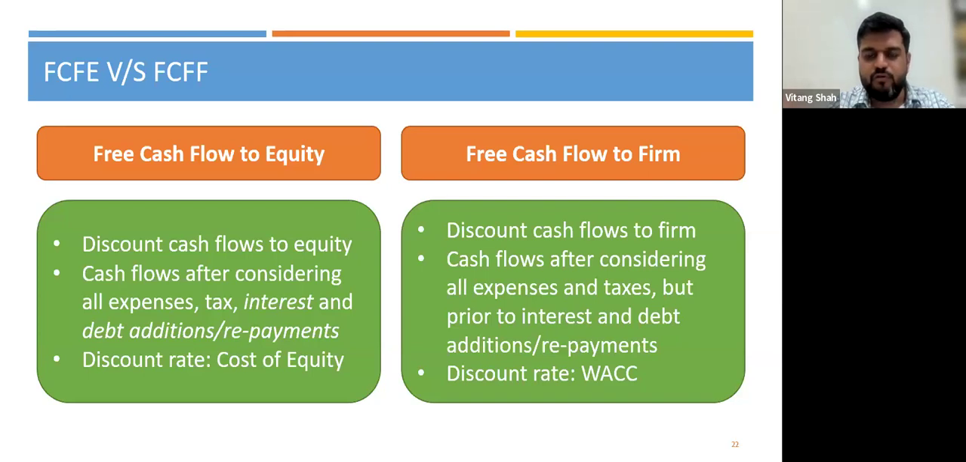However, when you follow the free cash flow to the firm approach, the cash flows which are discounted are the cash flows before paying anything in terms of the interest or the debt repayments or additional loans which a company takes. So any transaction between the company and the debt holders has to be ignored. It is the free cash flow to the firm, and those are discounted on the basis of the weighted average cost of capital, which is nothing but the cost of equity plus the cost of debt at which the company borrows, weighted according to the capital structure mix of the company. I'll come to each of those two separately in the next slide.